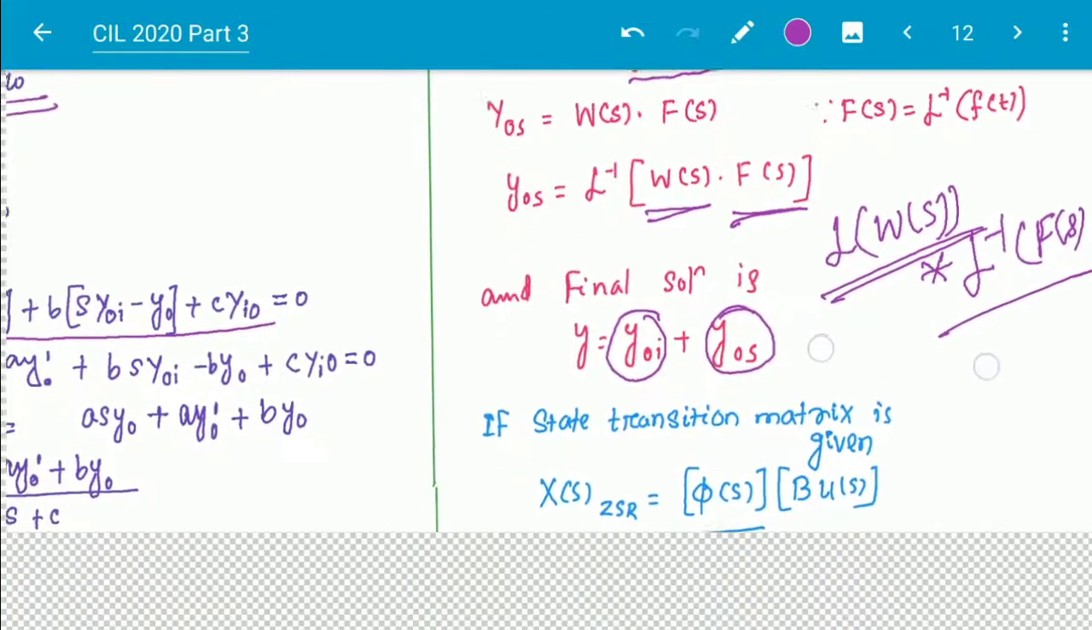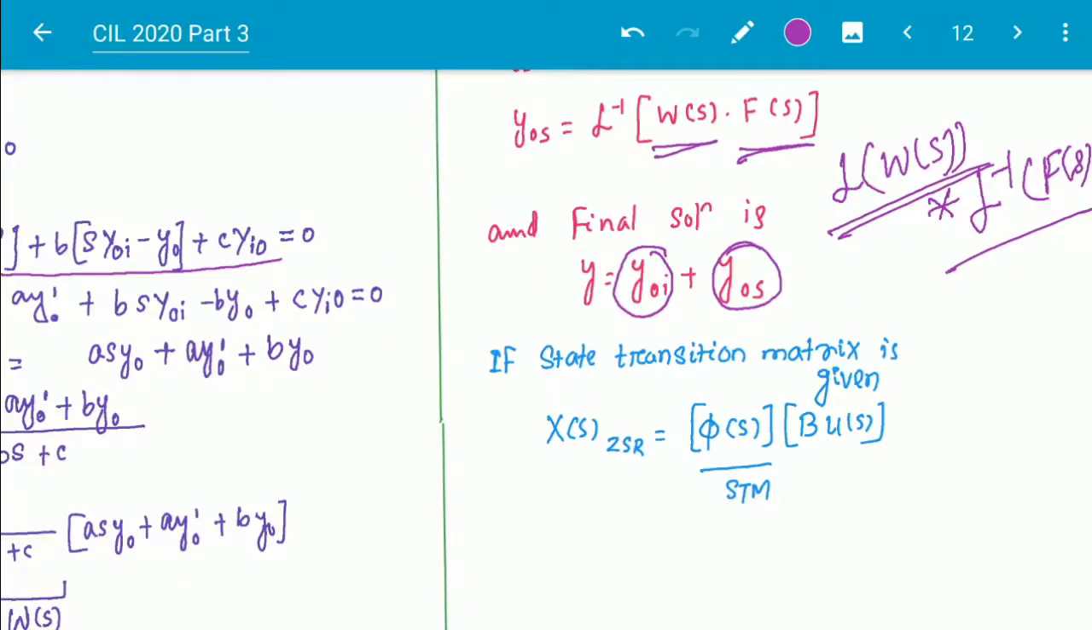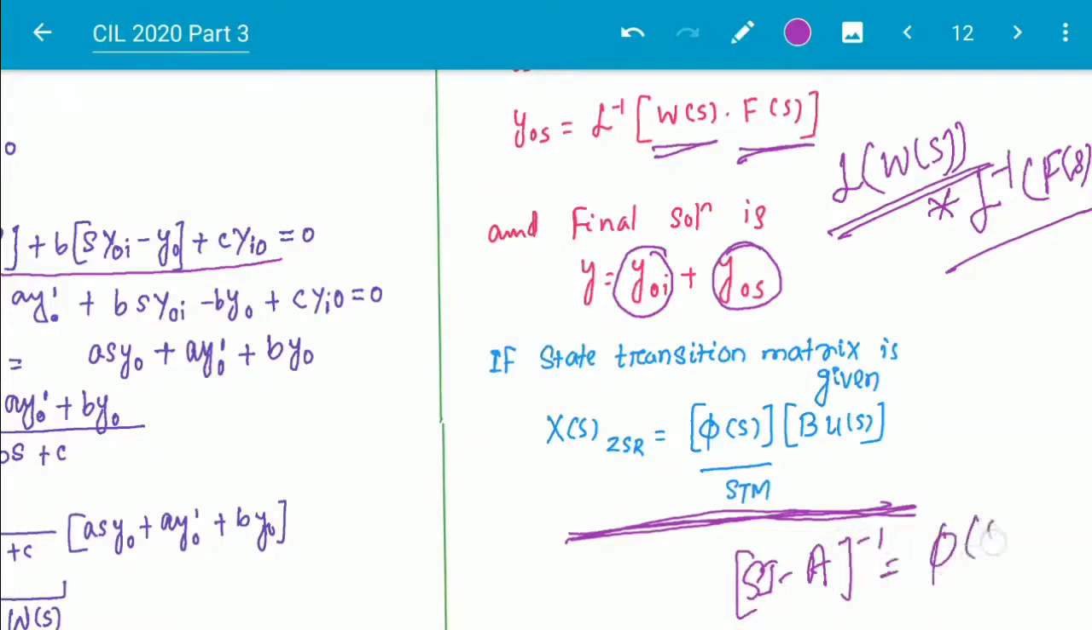If this is given in state transition matrix form, then this will be the formula for the zero state response: phi(s) into B U(s), a matrix multiplication. Phi(s) is the state transition matrix, which can be given as (sI minus A) inverse. This is phi(s), and B into U(s). This is the state transition matrix form of the zero state response.